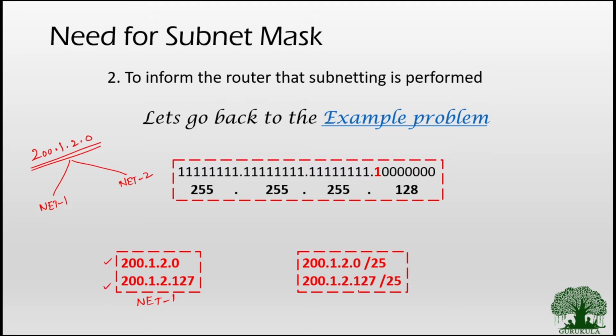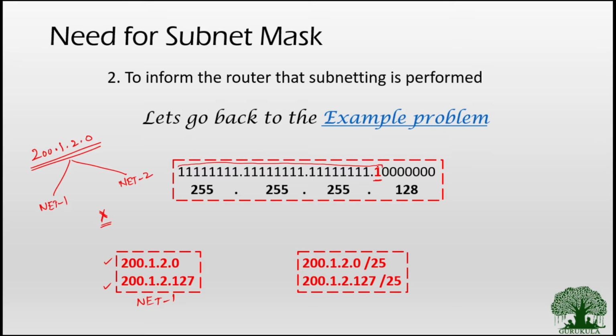So your net 1 will run from dot 0 to dot 127, and since we are dividing it into 2 nets, we definitely need 1 bit from the host side in order to group it into 2 different networks. So you can very well see that there is 1 bit occupied from the host side.